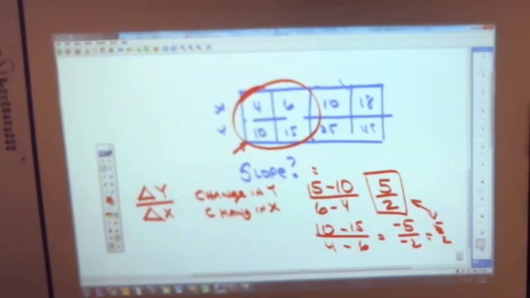Wait, Emma, your question was, I'm sorry. Well, I figured it out because I was confused. I was confused why you put the y over the x and then I look at the thing and change in y. Yeah, right. It's always y over x.